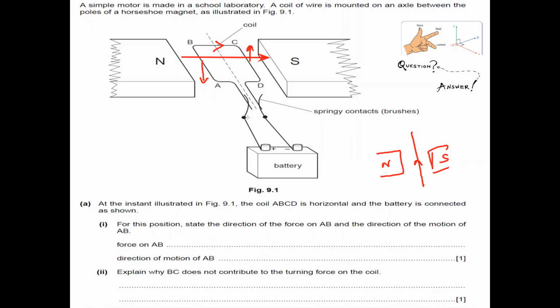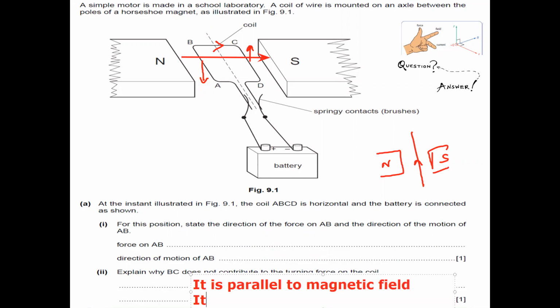So answer here, explain why BC does not contribute to a turning effect. It is parallel to the magnetic field. Or you can also say it does not cut the magnetic field. Because to experience a force, the wire should cut the magnetic field. So if the wire is not cutting the magnetic field, it does not experience any force.